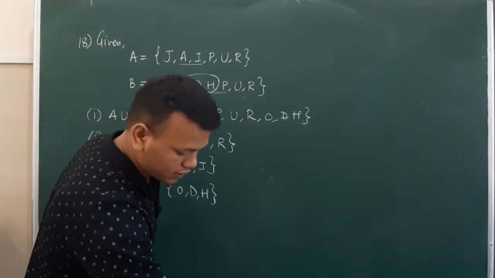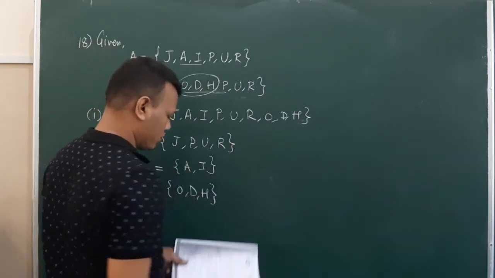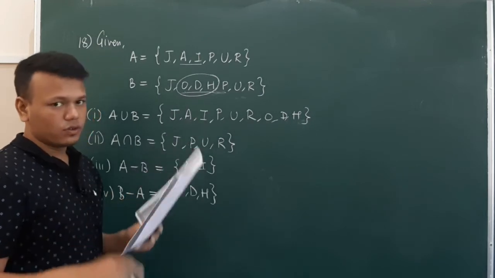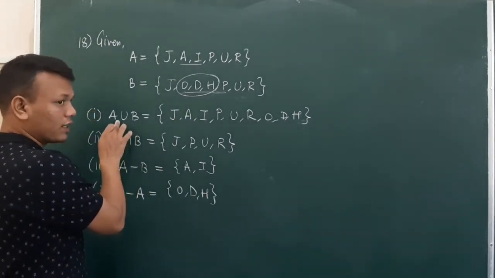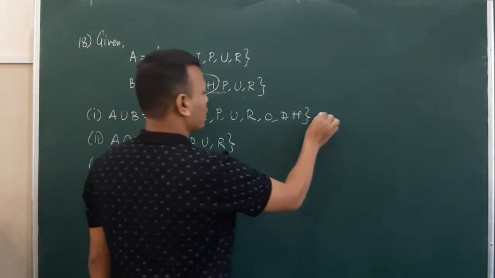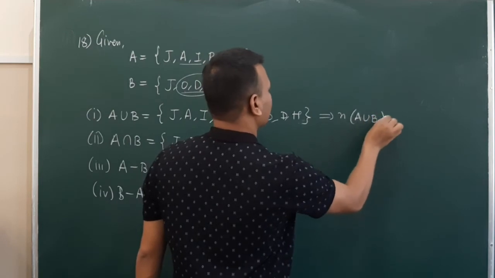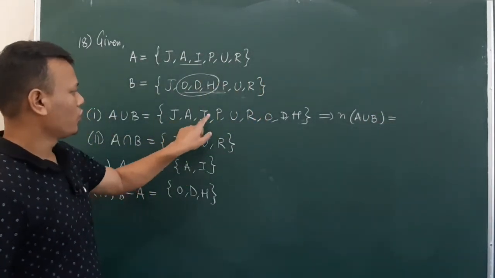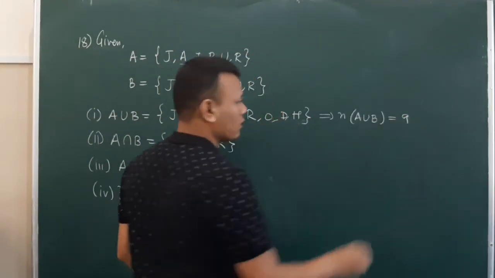Now the next part says verify the following results. So what are the results? Let me see. So we have N of A union B, that is cardinality of A union B. So let us see what is cardinality of A union B. So it is N of A union B is, let's see how many elements are there? 1, 2, 3, 4, 5, 6, 7, 8, 9. Yes, so this is 9.